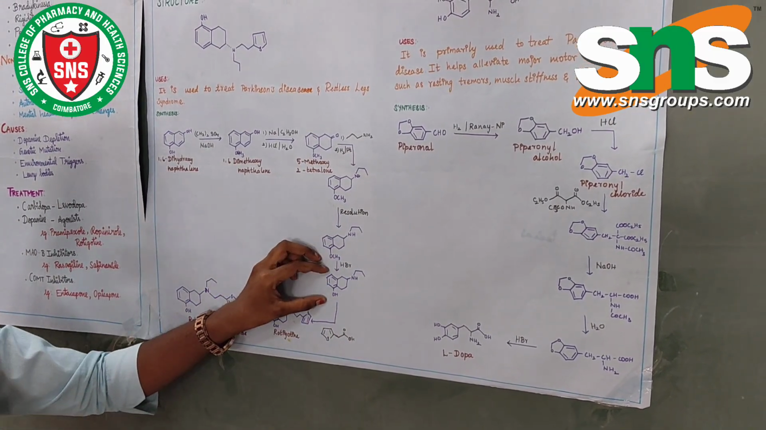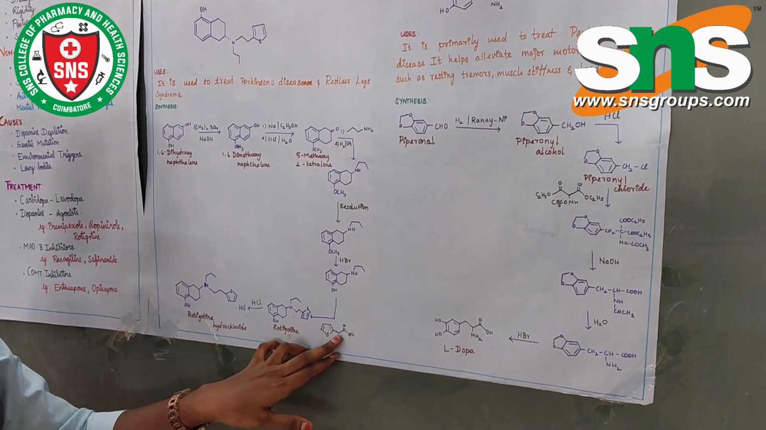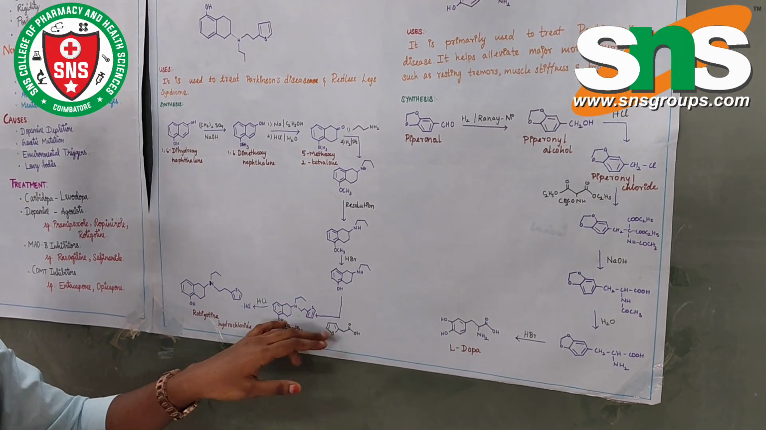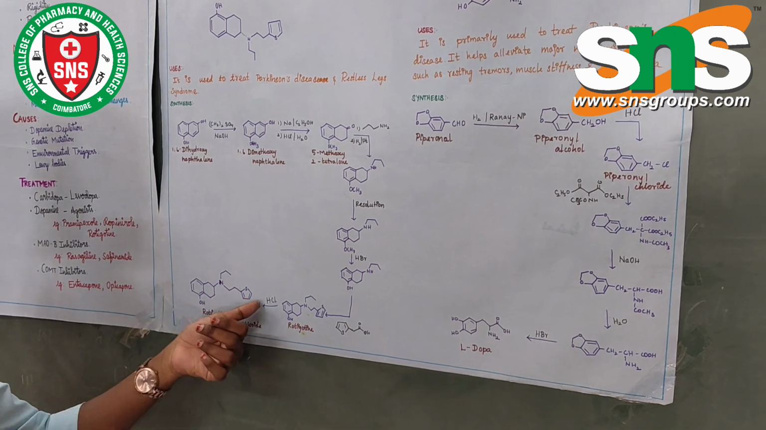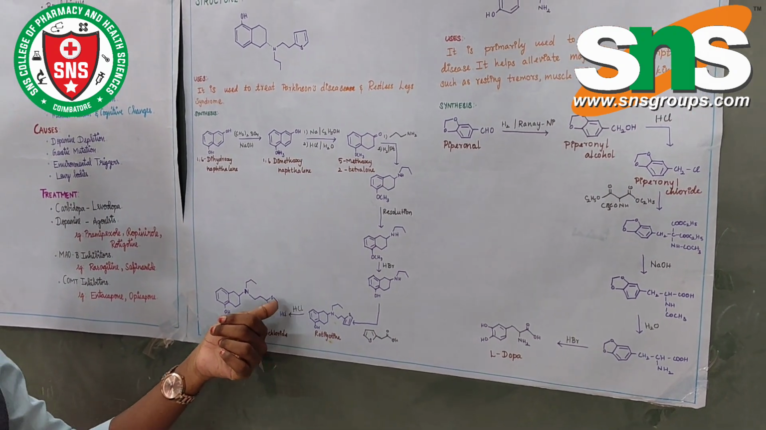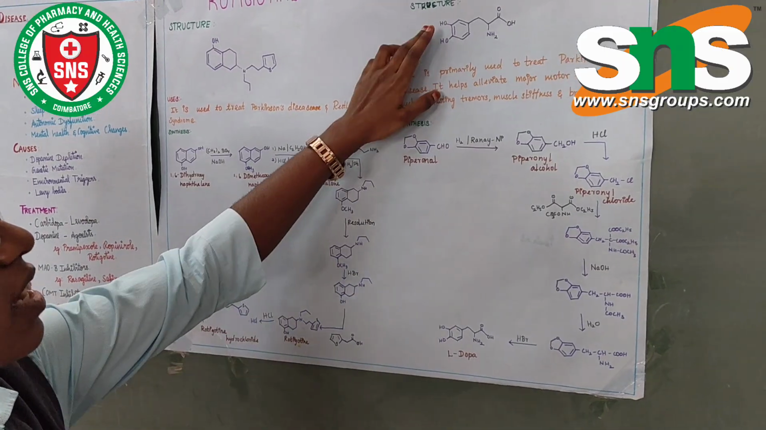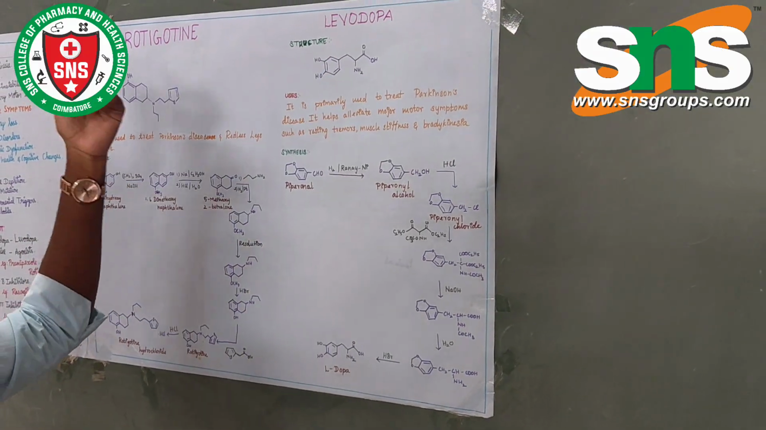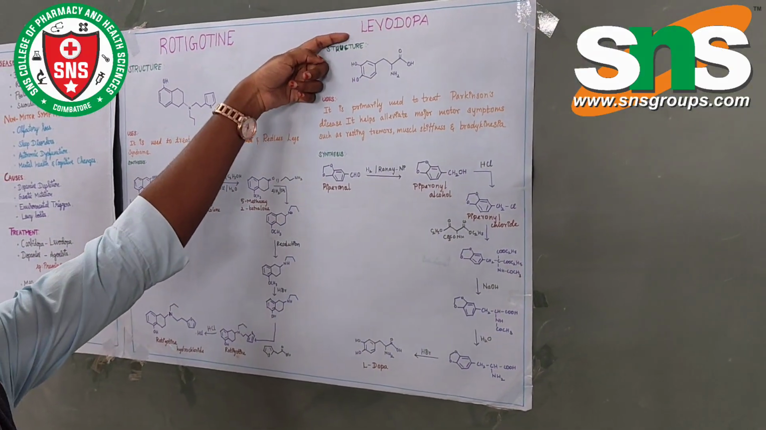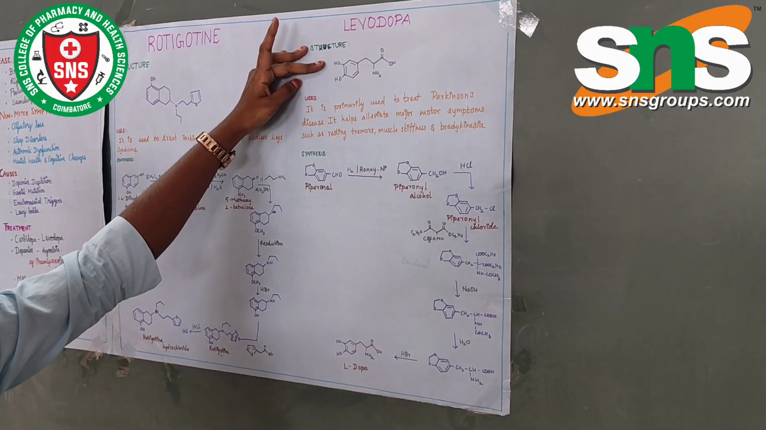Now this intermediate is treated with thiophene 2-acetic acid. We obtain rotigotine, followed by treatment with hydrochloric acid. We obtain rotigotine hydrochloride. Then another drug used in the treatment of Parkinson's is levodopa. This is the structure of levodopa.